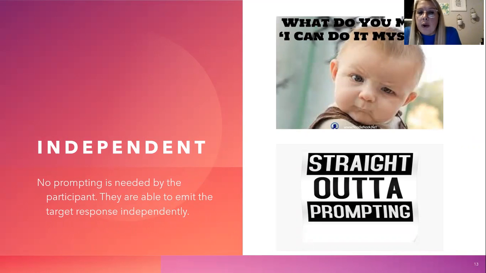Next is what we want all prompting to get to. The ultimate goal of prompting is to fade the prompt to increase independence of the clients. So independence is exactly what it sounds like. It's no prompting is needed by the participant. They are able to emit the target response independently without any assistance.